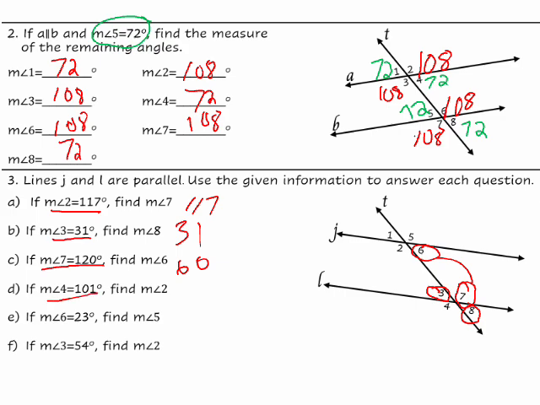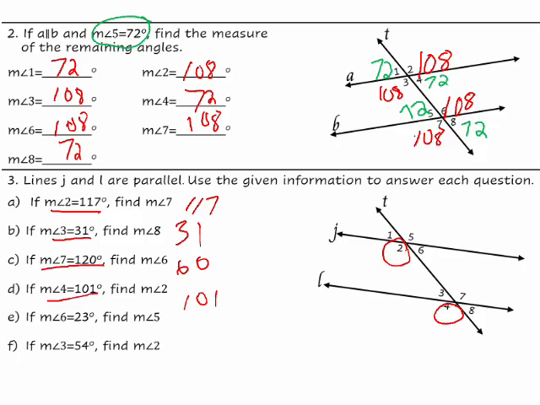So we've got angle 4 is 101. If angle 4 is 101, what is angle 2? If we look at that relationship, they are corresponding. They're in the same position, which means they are congruent. So if angle 4 is 101, angle 2 is 101.